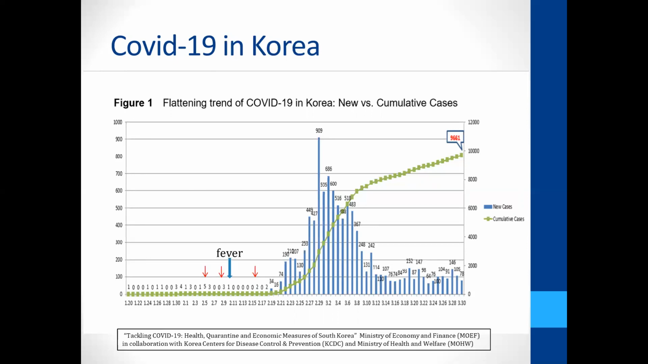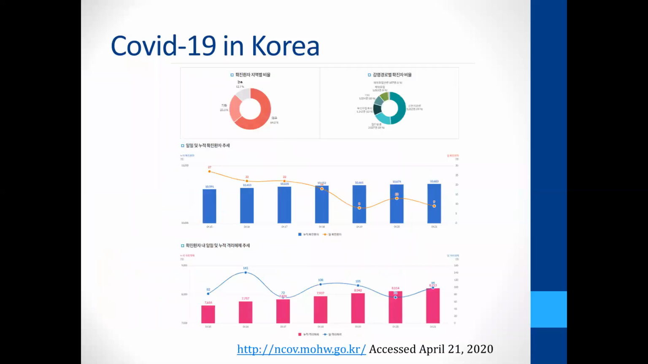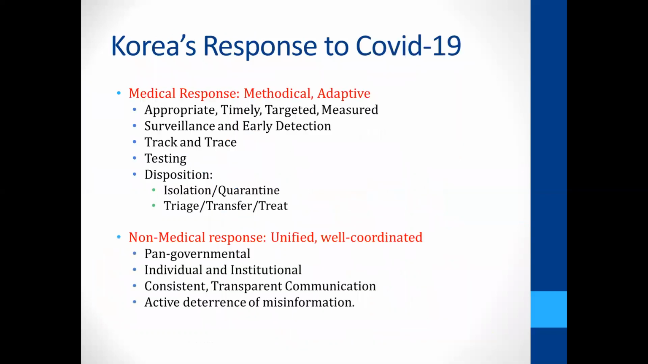But now, after 3 months, we have most definitely crushed or flattened the curve in Korea. And as of April 22nd, we have had a total of 10,683 cases, 238 deaths, and thankfully, 8,213 patients have recovered and have been released from quarantine. There were 11 new cases reported over the last 24 hours, a far cry from our peak of 909 new patients per day on February 29th.